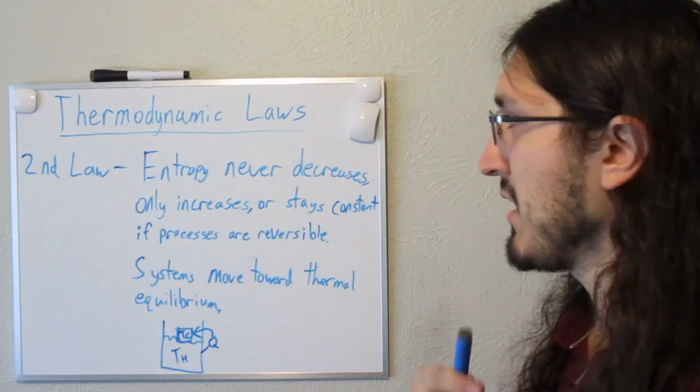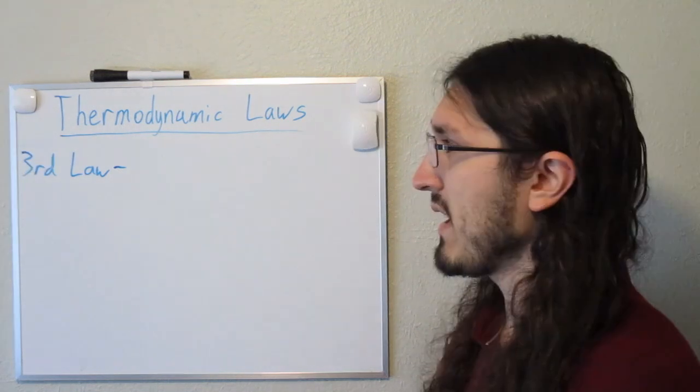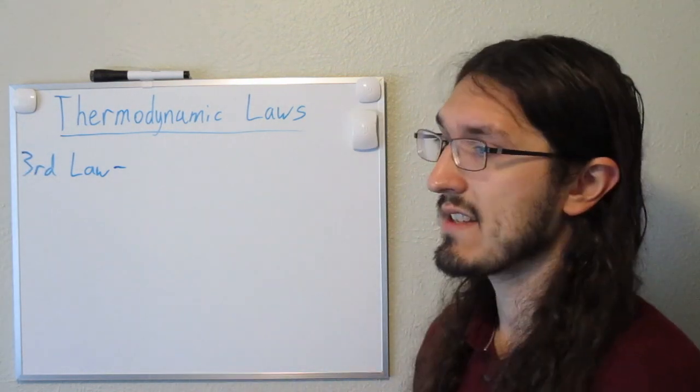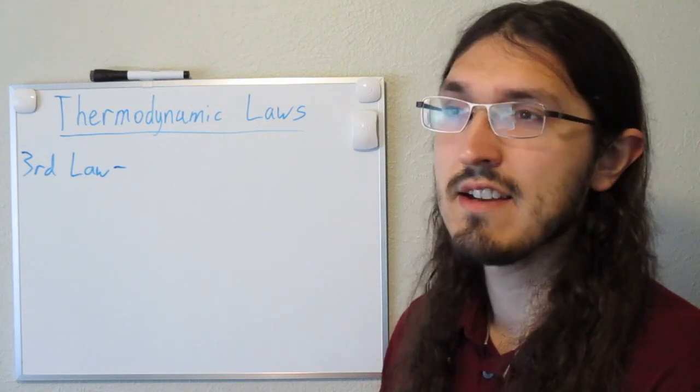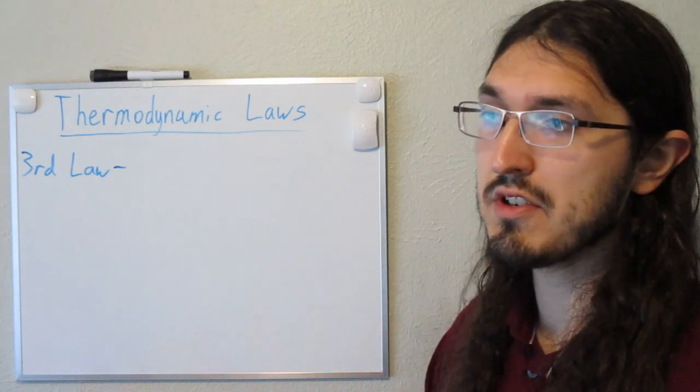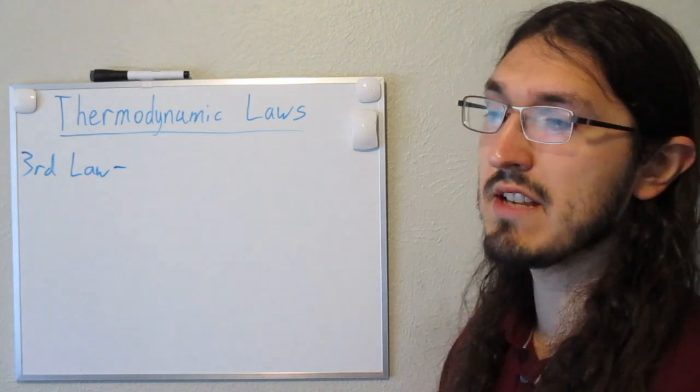Okay, now I'm going to move on to the 3rd law, which also involves entropy. Okay, the 3rd law of thermodynamics states that the entropy of a system can approach being constant if the temperature of that system approaches absolute 0.